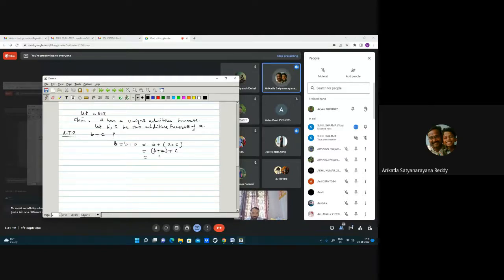We are assuming that b is the additive inverse of a, so b plus a is 0. Then 0 plus c is c. So we started with b and ended at c, so b equals c. So b and c are two additive inverses of a, and we proved that b equals c.